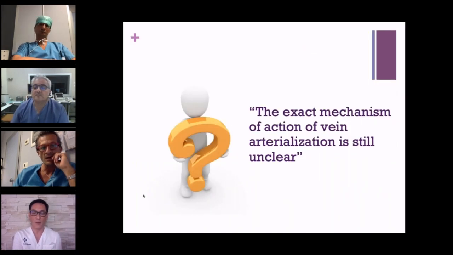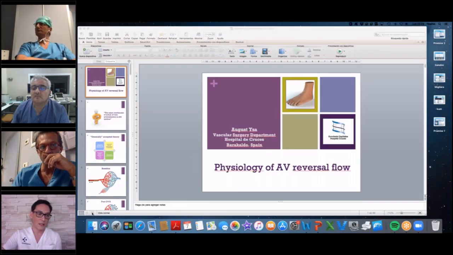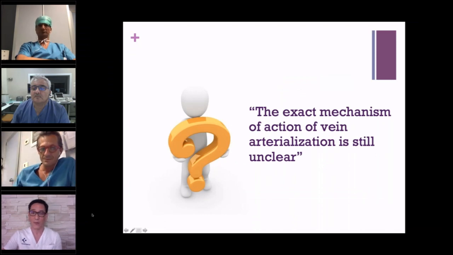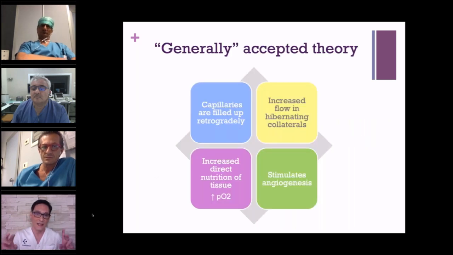The first thing that came into my mind when Bruno asked me to talk about physiology of reversal flow was that actually we don't know the exact mechanism of action of vein arterialization. But nevertheless, I'm going to catch you up on what is considered the generally accepted theory.